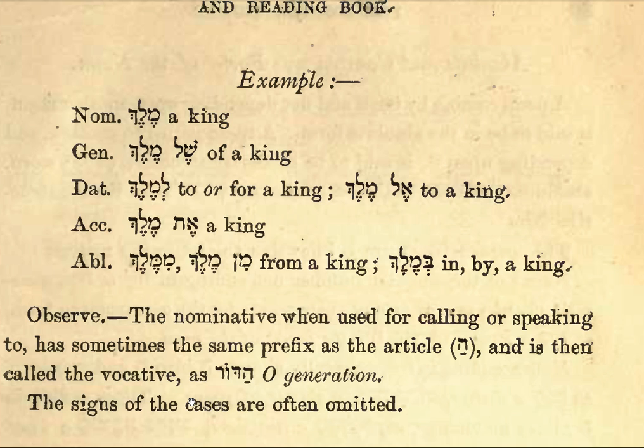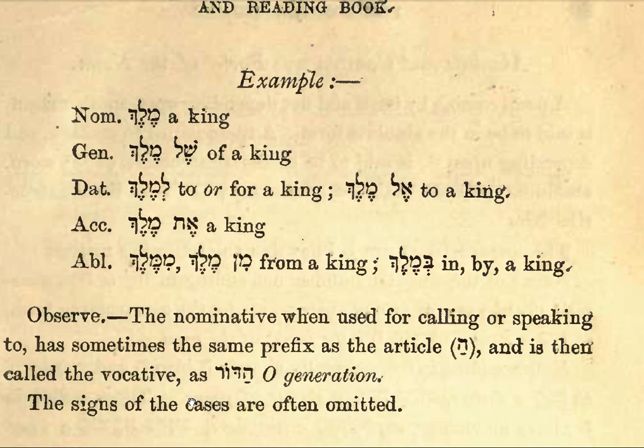Here's our example: melech, meaning a king, not the king, but a king. Notice there's no word for a in Hebrew, just melech, a king. Shel melech, of a king, in other words, king's, apostrophe s. Shel melech. Le melech, to a king, or le melech can also mean for a king. El melech, to a king.